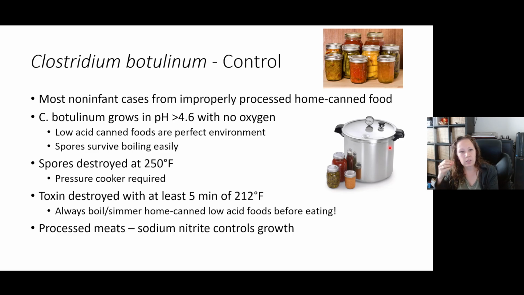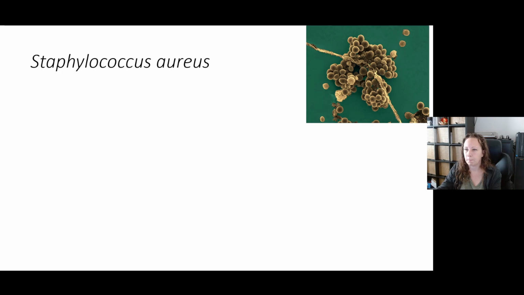In processed meats, sodium nitrite does control the growth, and we've talked about that before, and it also controls the growth of Clostridium perfringens. Okay, next one is Staphylococcus aureus.